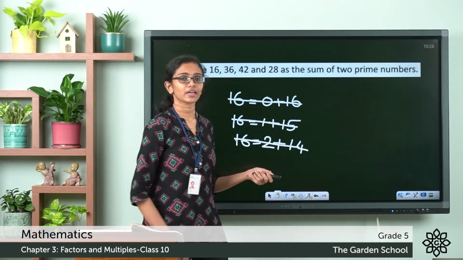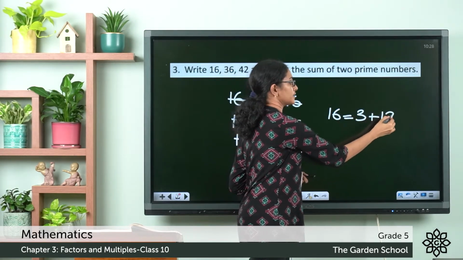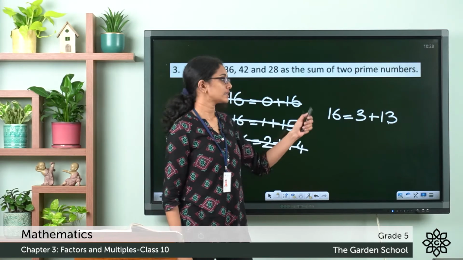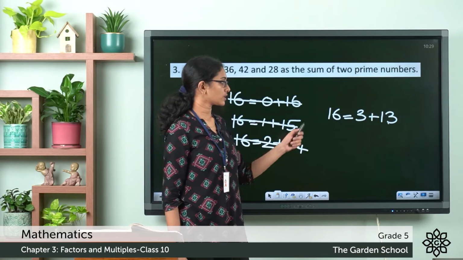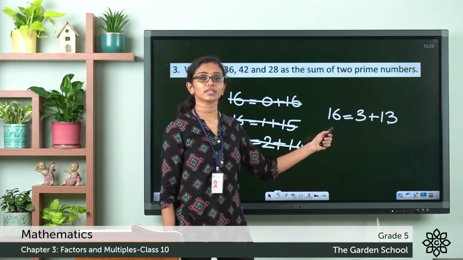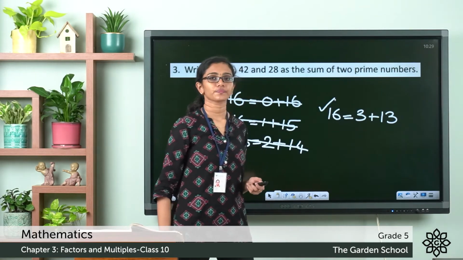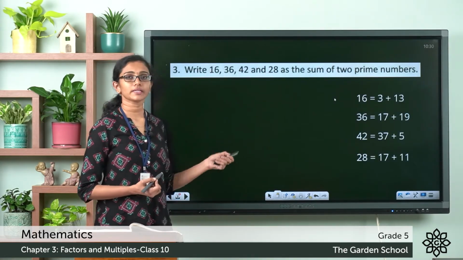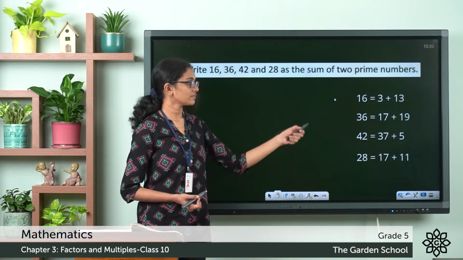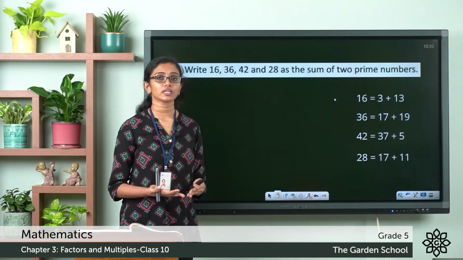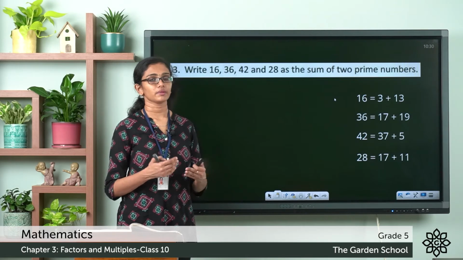Now let's take another case. 16 is equal to 3 plus 13. Now is 3 prime? Yes. Is 13 prime? Yes. So here 16 is represented as the sum of two prime numbers. So let's take this case. Similarly, you have to write up the rest of the numbers given here as the sum of two prime numbers. I have given a few suggestions here. You can check if other combinations of prime numbers are also possible.